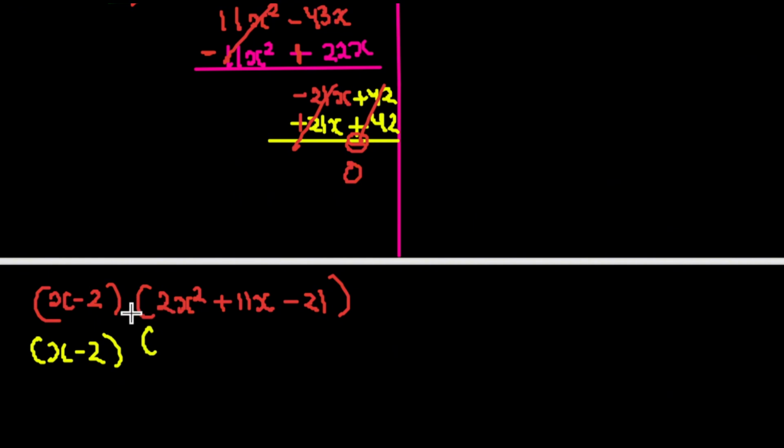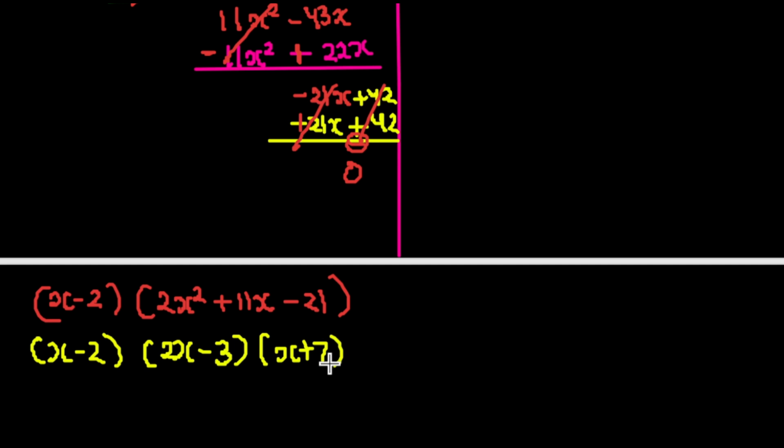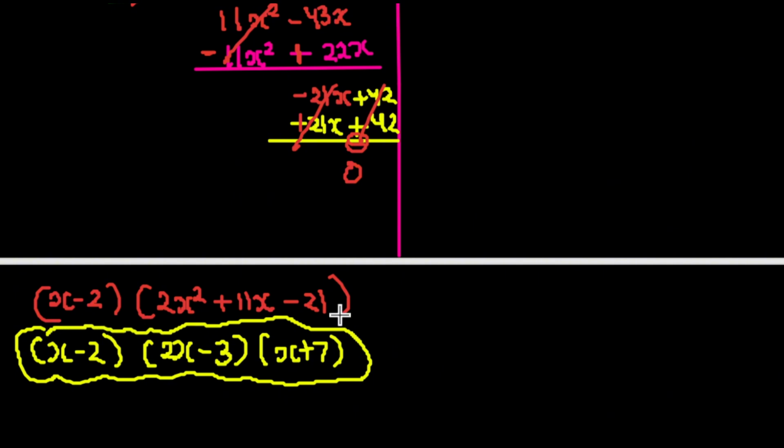the factor here is, hold on, 2x minus 3, and another factor, what's that? Minus 7. So we will call it x plus 7 as a factor. Okay, so this is how the answer should look. That's the answer. All three factors completely factorized.